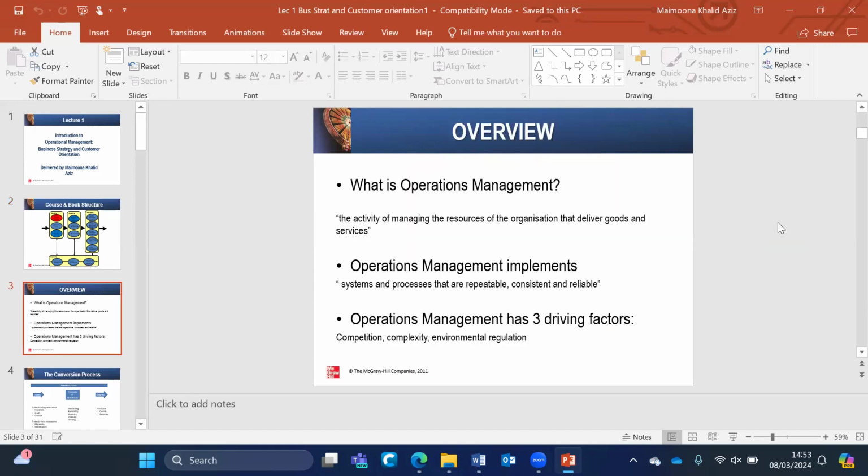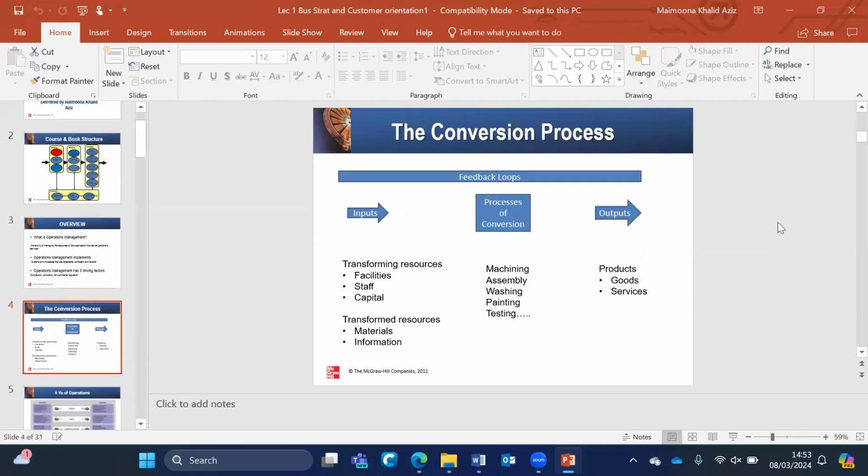So the overview of the chapter basically starts with telling us what operations management is. It's the activity of managing the resources of the organization and delivering goods and services. It has three driving factors. There should be competition, complexity, and environmental regulations.